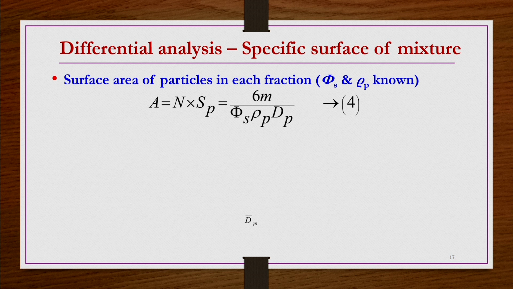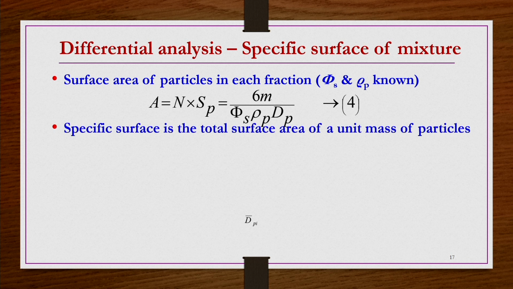Then the surface area of particles in that given fraction would be the number of particles multiplied by Sp, that is, the surface area of those particles. That comes out to be 6m by phi s rho p dp. It is the same as for a uniform mixture, but it is valid only for an individual fraction. Now, specific surface is the total surface area of a unit mass of particles, that is, the total surface area of a sample per unit mass of the sample that you have taken.